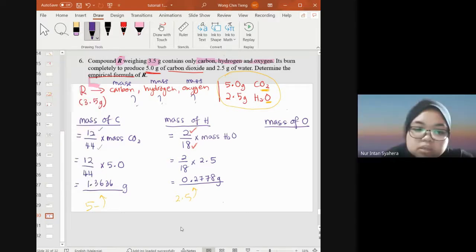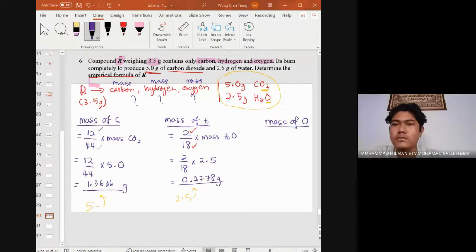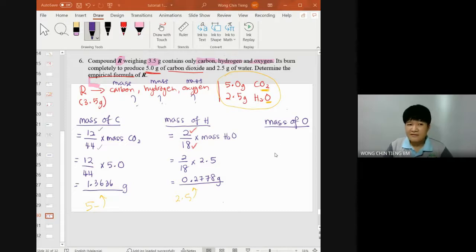Sebab kita dah cari mass of C dengan mass of H. Lagi? Kalau guna second method lagi senang. Sebab kita dah cari dah semua, so tolak je lah. Dia kata cara second senang. Sebab kita dah ada carbon, kita dah ada hydrogen, tolak je lah. Okay, betul? Dia bukan setakat senang, Himan. That is the only way.